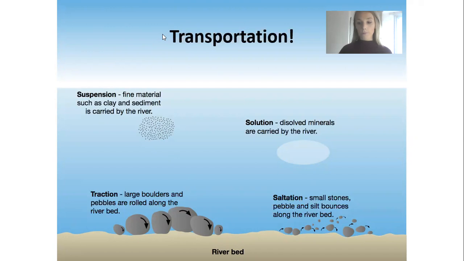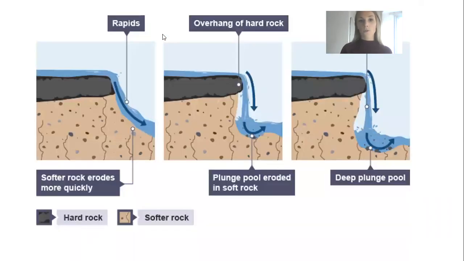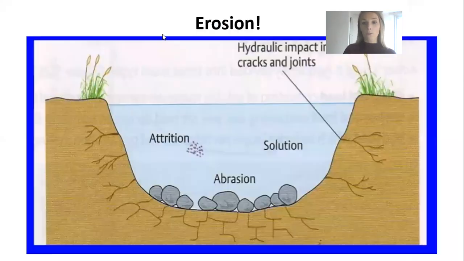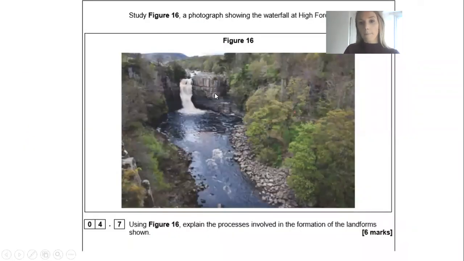So erosional processes are all about how the water wears away the land, and transportation is then how the material is moved. Okay, so for this question, you need to apply those physical processes to the formation of a waterfall and also a gorge, which will form in front of the waterfall, which you can see here.